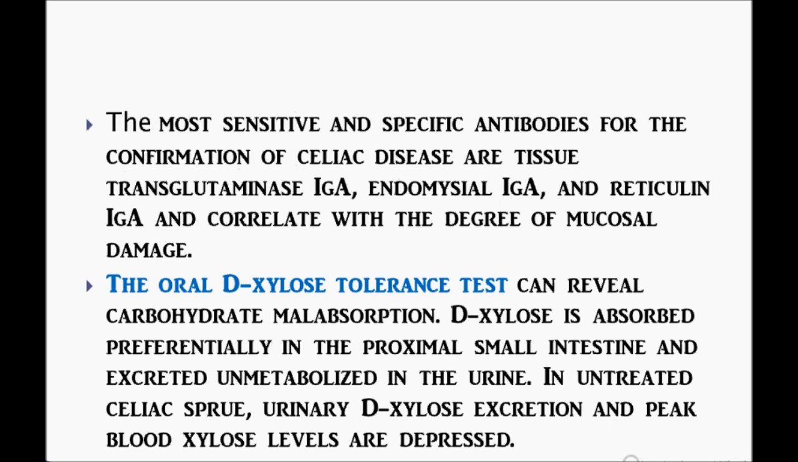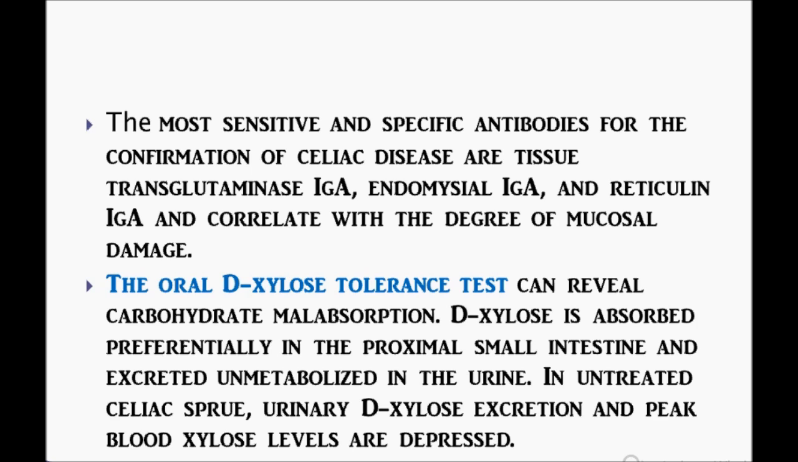Now the test: the most sensitive and specific antibodies for the confirmation of celiac disease are tissue transglutaminase IgA, endomysial IgA and reticulin IgA, and they correlate with the degree of mucosal damage. Very important, it can be asked in the examination. The oral D-xylose tolerance test can reveal carbohydrate malabsorption. So it's about carbohydrate malabsorption.